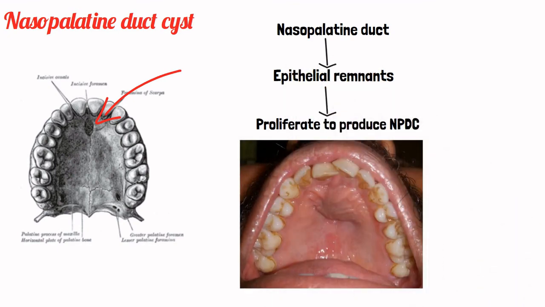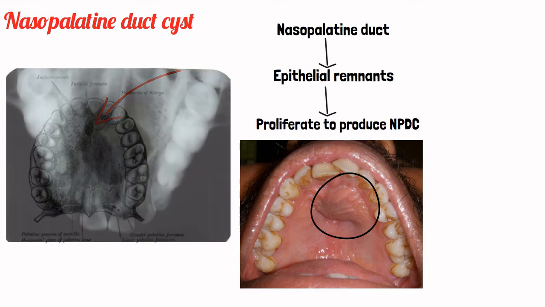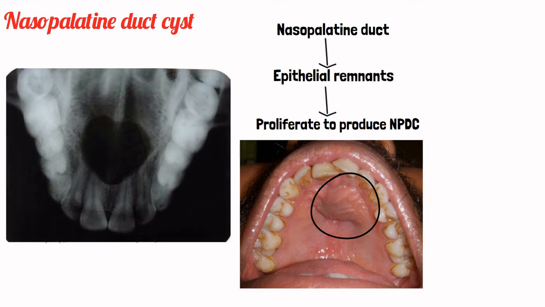So how does it appear clinically? That is clinical features. So this is a clinical picture of nasopalatine duct cyst wherein there is a swelling in the midline of anterior maxilla. So sometimes it presents with pain, and if the cyst is growing larger, that is large cyst, sometimes they may erode the labial and palatal bone also, resulting in fluctuant swelling.